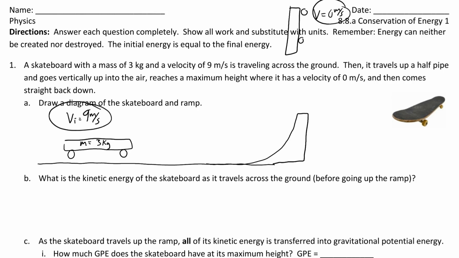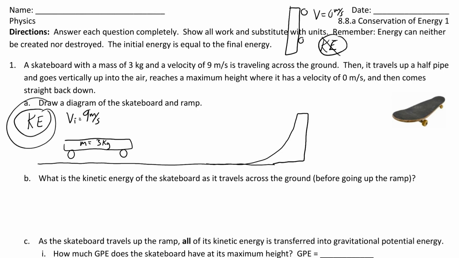This is where the conservation of energy comes into play, because we're going to be dealing with situations where there's an initial condition and then a final condition. So right now, this skateboard has kinetic energy. But at the top, its velocity is 0, so there is no kinetic energy. What happened to that kinetic energy in the beginning? Did it just disappear?